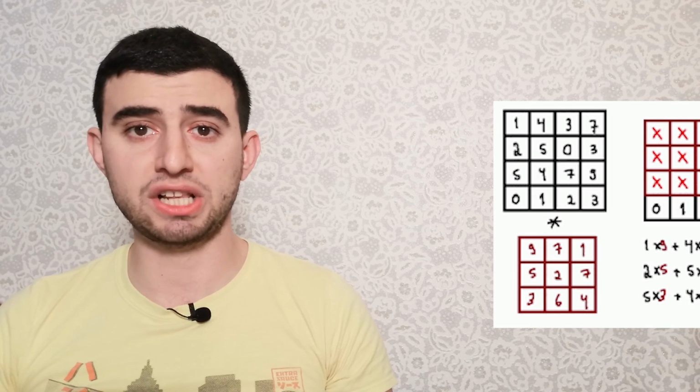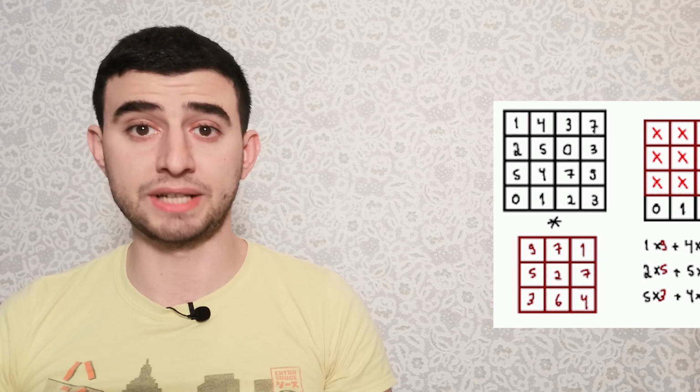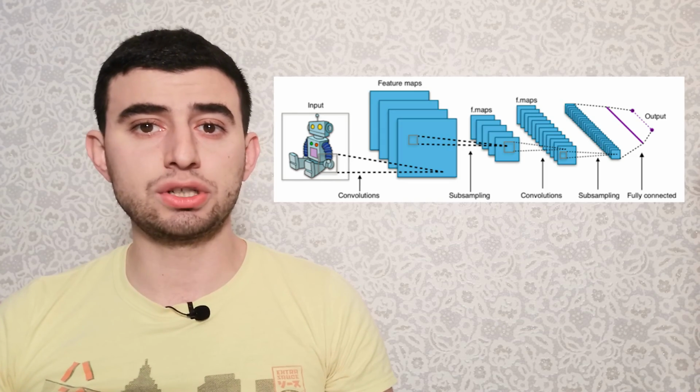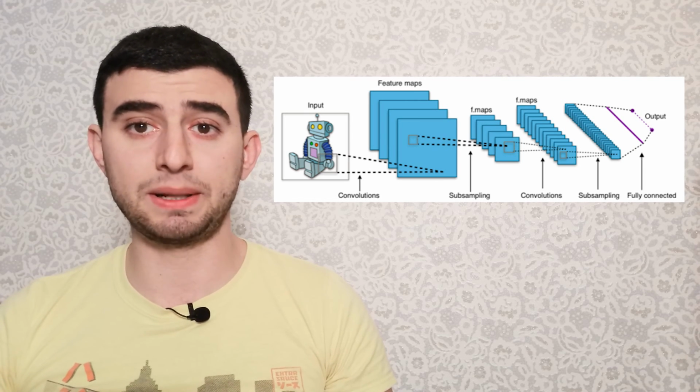The name convolutional neural network indicates that the network employs a mathematical operation called convolution. Convolution is a specialized kind of linear operation. Convolutional networks are simply neural networks that use convolution in place of general matrix multiplication in at least one of their layers. A convolutional neural network consists of an input and output layer, as well as multiple hidden layers.